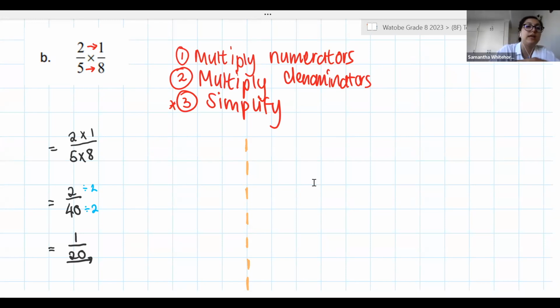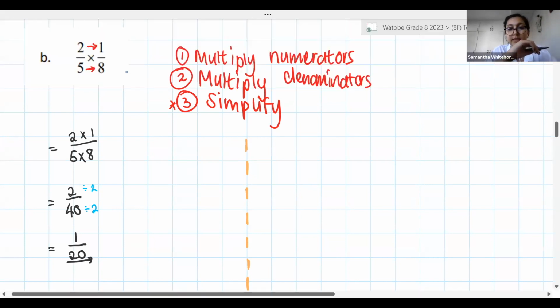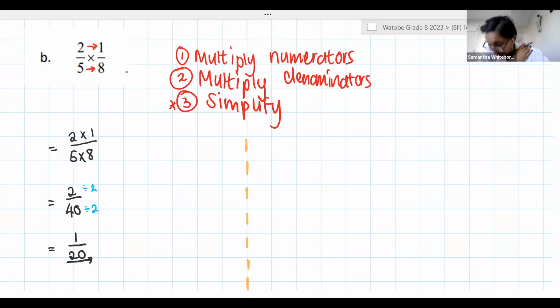Just to show you another way that you could potentially do this, I personally prefer this way, but it's also completely up to you. Another way that we can deal with this is we can use cross-canceling. Like I said, I personally prefer this method. I don't know how you spell canceling, so I'm just going to pretend that's how you spell it.